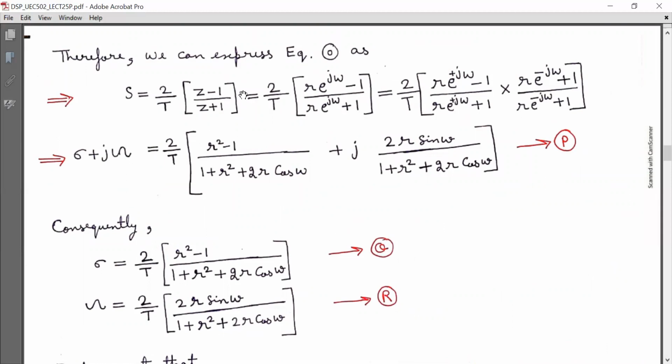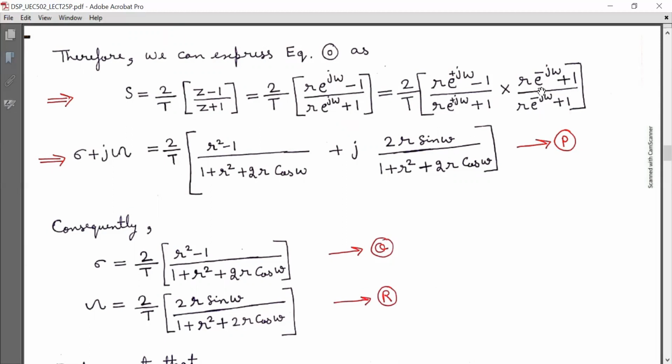Therefore, we can express equation O as s equal to 2 by T bracket (z minus 1) over (z plus 1), equal to 2 by T. And here I will substitute the value of z, that is (r e raised to power j omega minus 1) divided by (r e raised to power j omega plus 1), which is equal to 2 by T bracket (r e raised to power j omega minus 1) divided by (r e raised to power j omega plus 1) into, I will multiply and divide by (r e raised to power minus j omega plus 1), divided by (r e raised to power minus j omega plus 1).